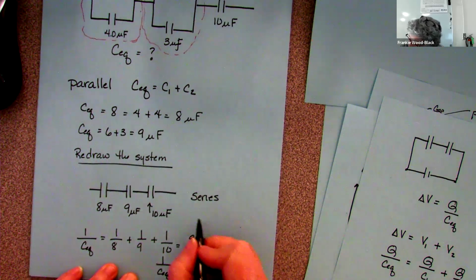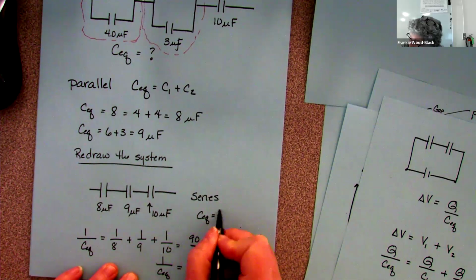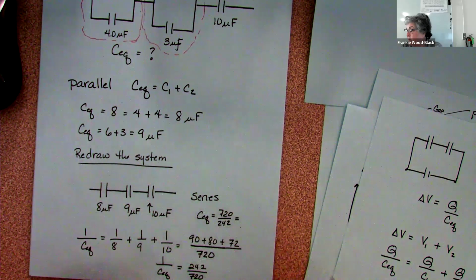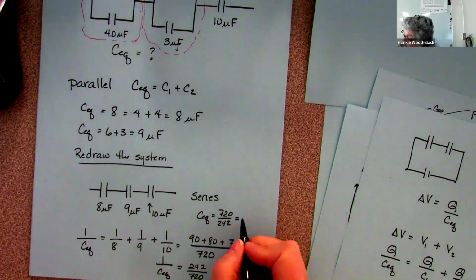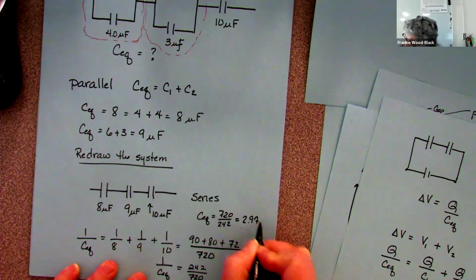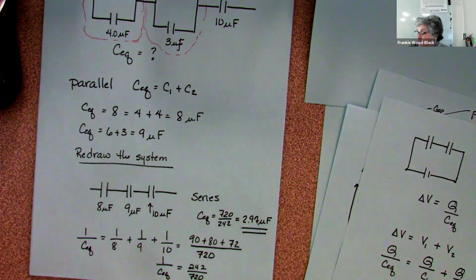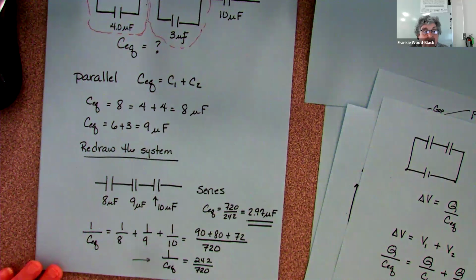And so my equivalent capacitance is going to equal 720 divided by 242. And that's going to be 2.97 microfarads. The trick here is, don't forget that this is a reciprocal, and that's usually where folks have issues.